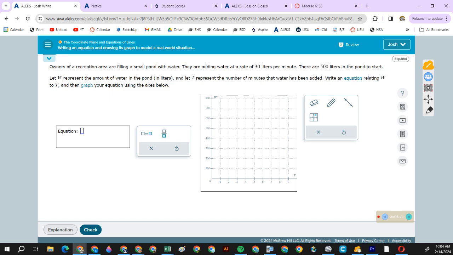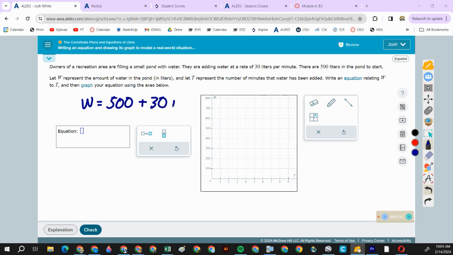So owners of a recreation area are filling a small pond with water. They are adding water at a rate of 30 liters per minute. There are 500 liters in the pond to start. So let W represent the amount of water in the pond and T represent the amount of minutes that water has been added. So the total amount of water is equal to the original 500 liters plus 30 liters per minute. So there's the equation. And to graph this, we're going to start at 500.